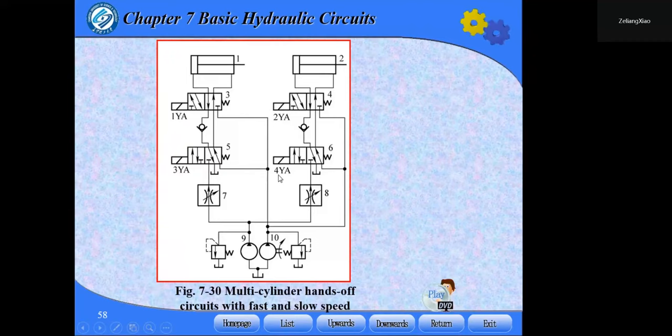The solenoids 1YA and 2YA are engaged, and the two cylinders obey the order from the displacement part 4. The H and K are the two pumps. You can see when 1YA and 2YA are engaged, the two cylinders 1 and 2 obtain the oil to realize fast extension with the different area. If the cylinder finishes the fast extension before the other cylinder and the rod presses down on the distance switch, it makes solenoid 3YA engage and 1YA lose energy.